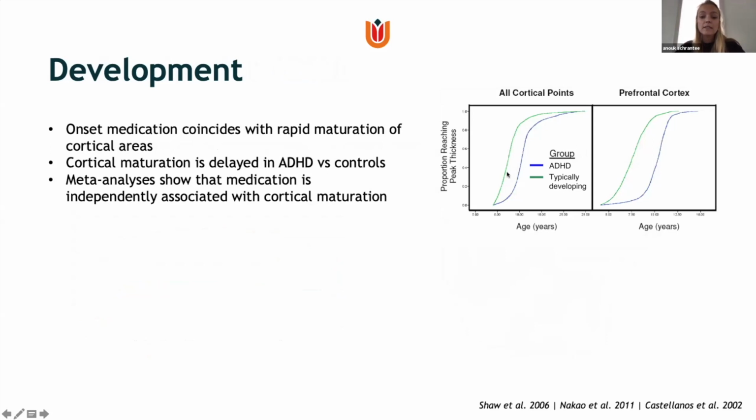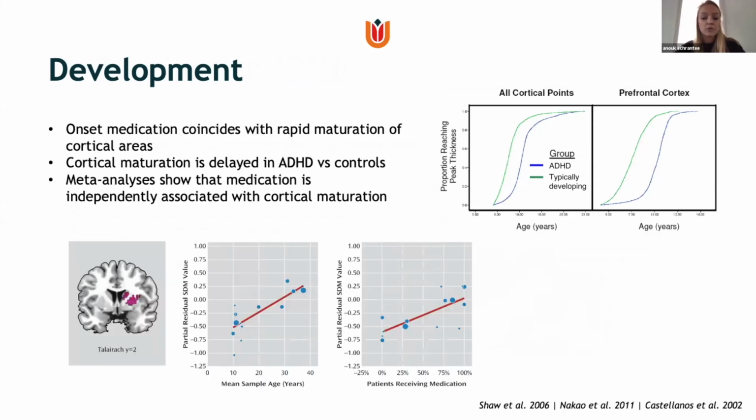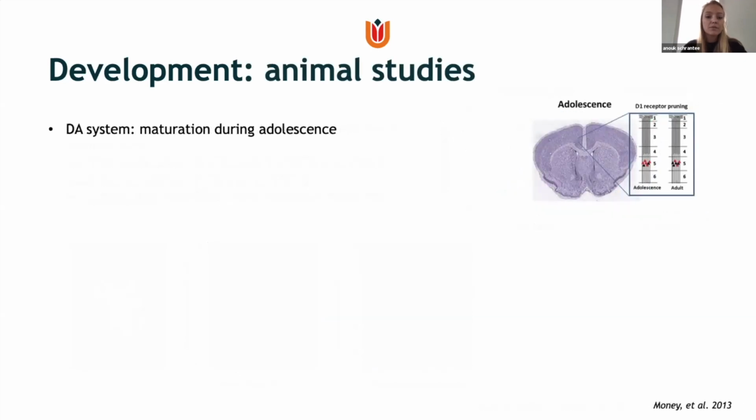On the other hand, it's been demonstrated that age can normalize this lag in cortical maturation. And this meta-analysis also demonstrated that medication, independently of age, can speed up cortical maturation, in the sense that stimulants seem to normalize the lag in cortical maturation. That's of course on a macro scale. So what happens when we zoom in?